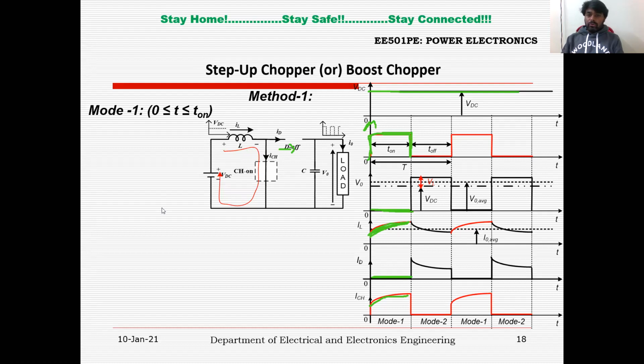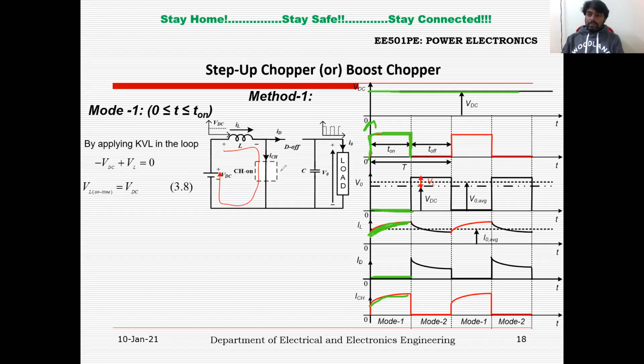Now in mode 2 we want to make the chopper off. So as I told you in the previous slide, we have a commutation circuit inside this block, right? And due to the presence of that commutation circuit, we can make the chopper off, right? We have seen many commutation circuits, right? So before making the chopper off, let us see the voltage across the inductor.